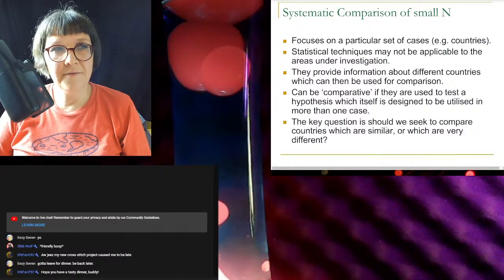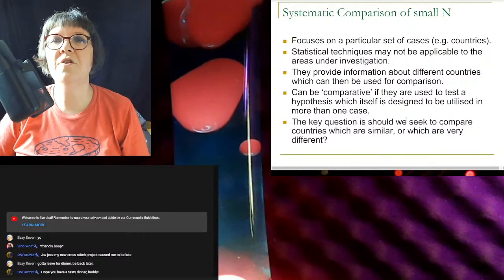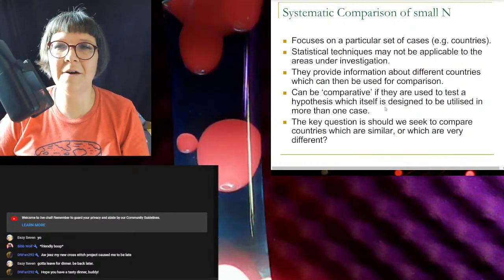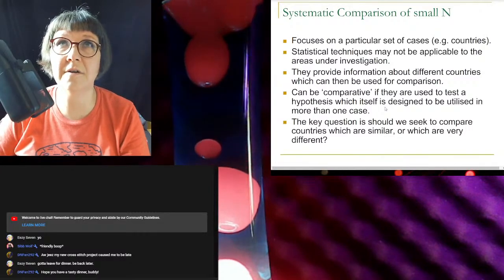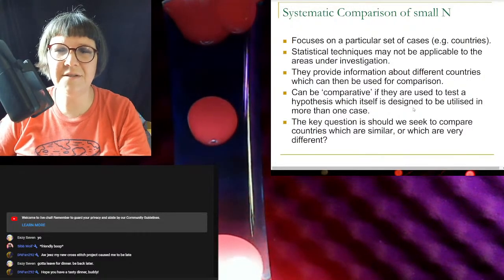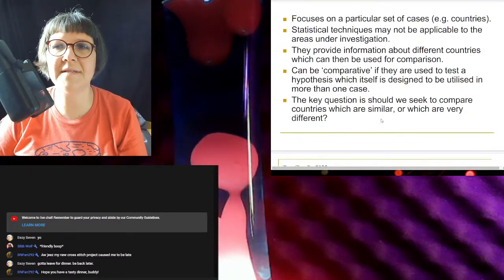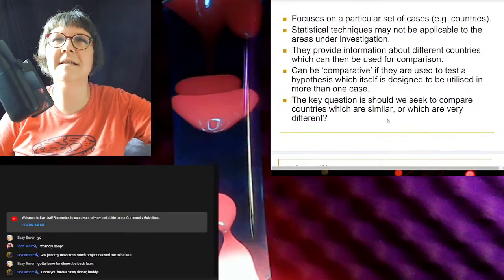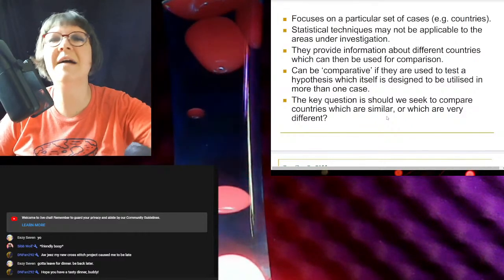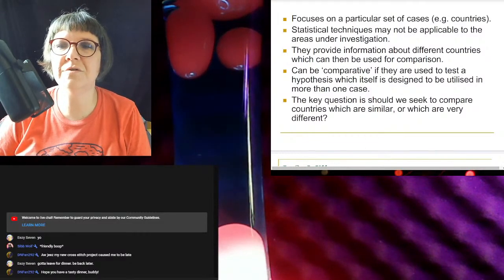Oftentimes, your comparative analysis will focus on a particular set of cases, for instance, countries. Your statistical techniques might not be applicable because you don't have enough cases, and you want to provide enough information about the different countries that are useful for comparison. There are some ways to do it, like maybe some t-tests or other low-level tests where you can try to test a hypothesis, but you start to get into small n statistics. I know that there are ways to do small n analysis with country codes, but we're not going to do that because we're focusing on qual here. We're going to look at what criteria on which we should compare cases.